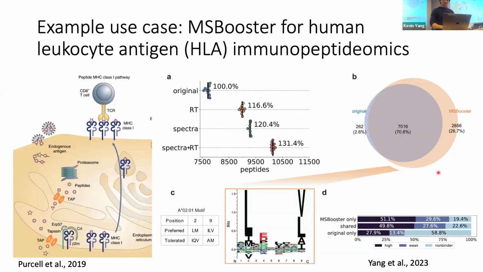And so we break up, again, this Venn diagram set into MSBooster only, the shared ones, and original only. We see that the peptides identified by MSBooster, or those shared between the two sets, are likely to be strong or weak binders, but that percentage decreases a lot in the original set. More than 50% of them are predicted to be non-binders. Those are likely false positives that we've ended up kicking out because we used MSBooster. So this tool really helps you not only find more true positives, but also decrease the number of false positives you have.